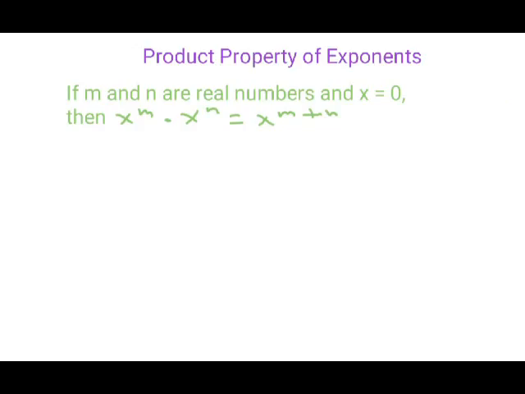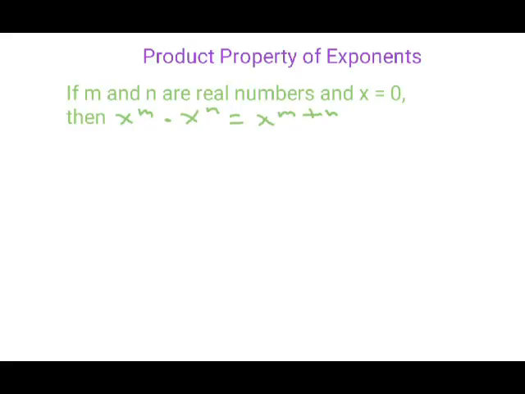All right, let's add something new to our exponents by actually multiplying factors with an exponent. And here's the rule, the product property of exponents. If m and n are real numbers and x does not equal 0, then x to the m power times x to the n power equals x to the m plus n.